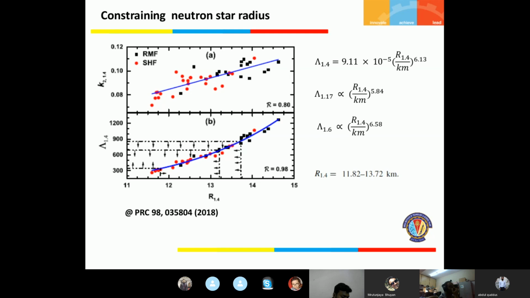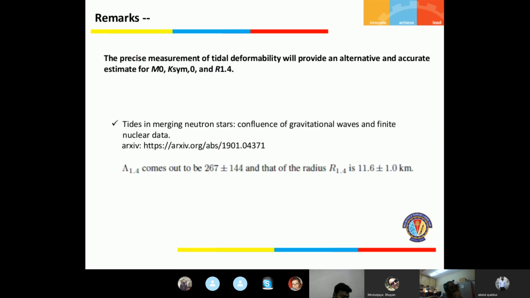So by imposing the bounds on lambda at 1.4, we have constrained the radius to be 11.82 to 13.72 kilometers. We got the radius of the neutron star, and one can say that precise measurements of this tidal deformability will provide an alternative and accurate estimate of M0, K0 and R1.4 beyond the bounds we currently have.